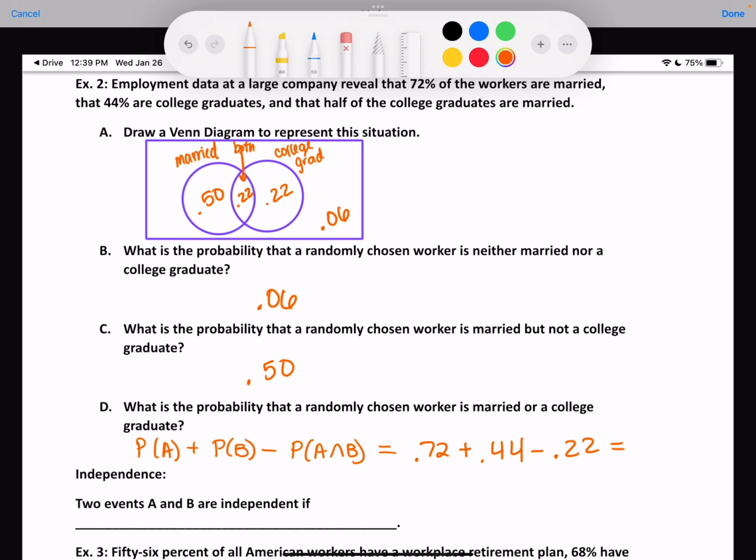No, because it's married or a college graduate. It's not asking about neither. But isn't that part of the whole? It's either married or college, so it wouldn't. Well, married or college is the addition rule. They're not independent. So we add the two things and we subtract the intersection of the two.